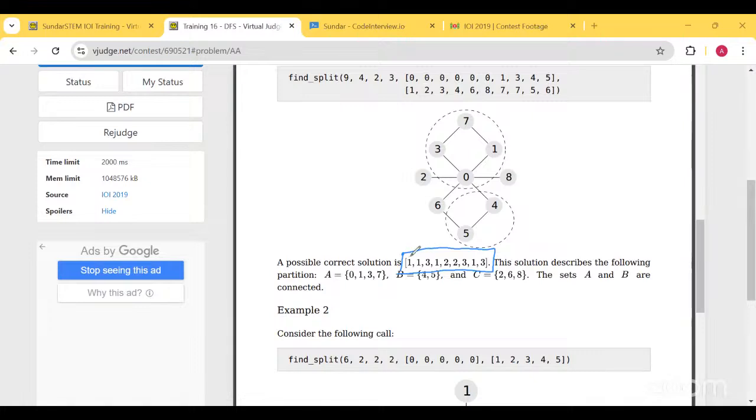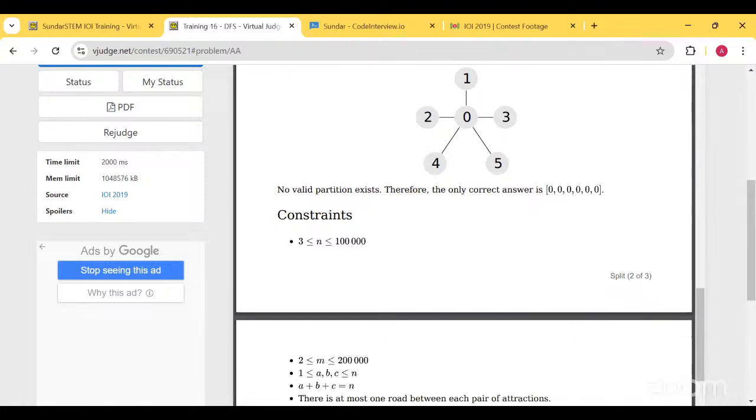showing the groups. For example, 1 and 0 from the first group, and then 3 from the first group as well, and 7 from the first group. Alright. Okay. Is there any question about the problem?